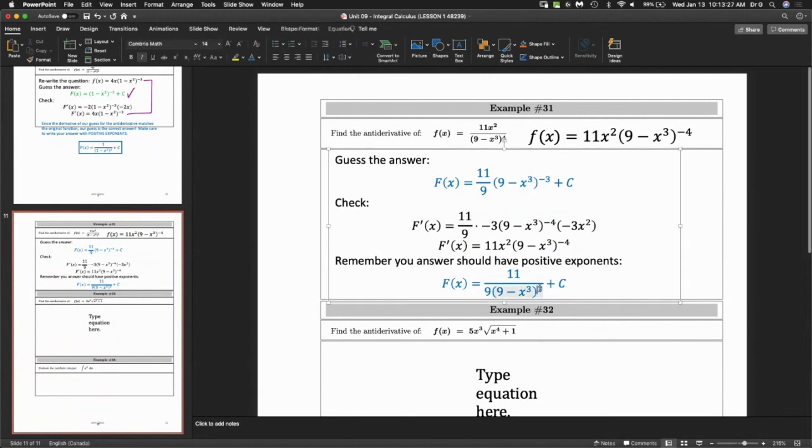The exponent here should be a 3. Ethan, it should be a 3. I'm just taking this thing here, which is our answer, and I'm writing it better. See, I'm writing it better.